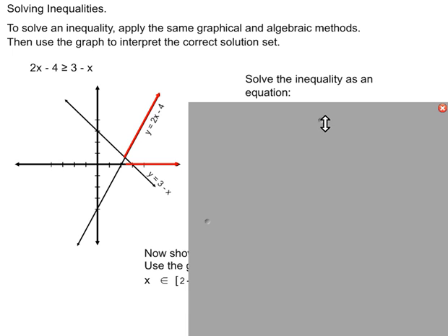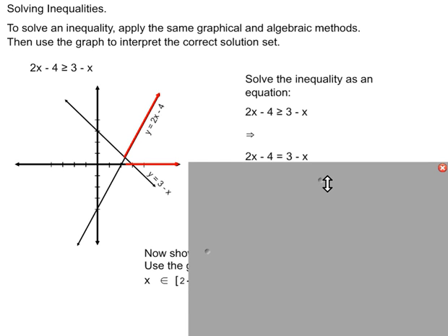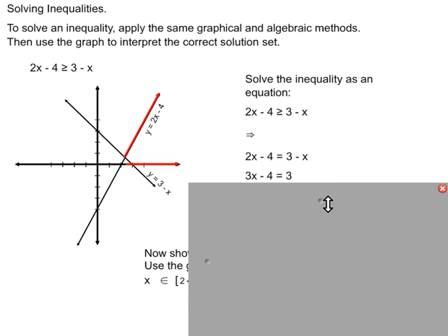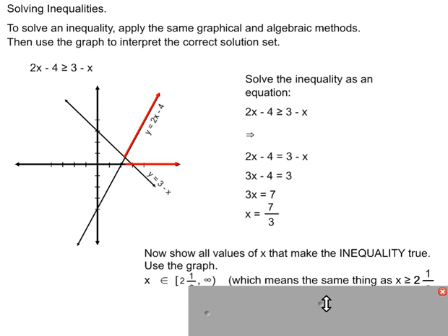Once the graph is established and the solution is predicted, we turn the inequality into an equation. I do my algebra, add x to both sides, add 4 to both sides, divide both sides by 3, and that shows that 2 and 1/3 is in fact the solution to this if it were an equation. In order to find the values that make the inequality true, I need to go from x equals 2 and 1/3, including 2 and 1/3, all the way up to infinity. So any number bigger than 2 and 1/3 will be a solution to this inequality.